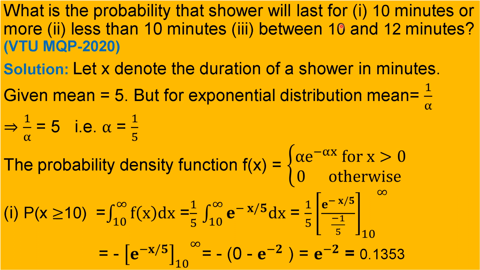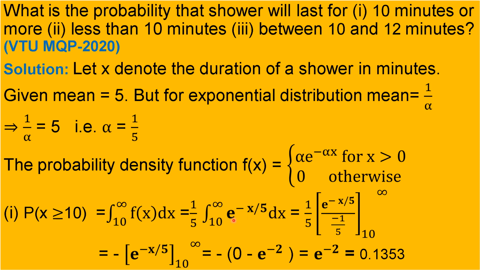Now the probability that the duration of the shower will be 10 or more minutes means x is greater than or equal to 10. Lower limit 10, upper limit infinity, integral from 10 to infinity of f of x dx, and f of x, putting alpha as 1 by 5, is 1 by 5 into e power minus x by 5.